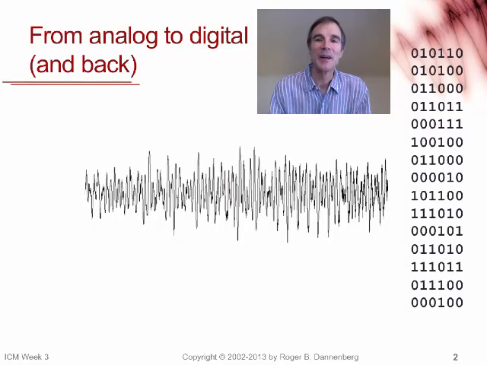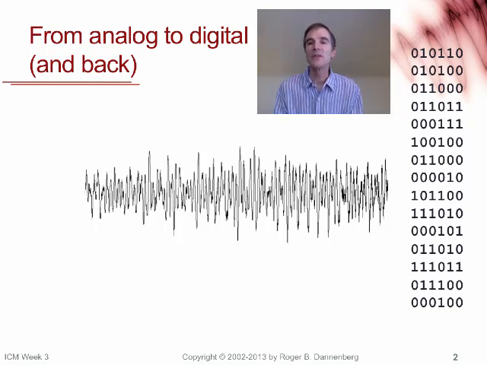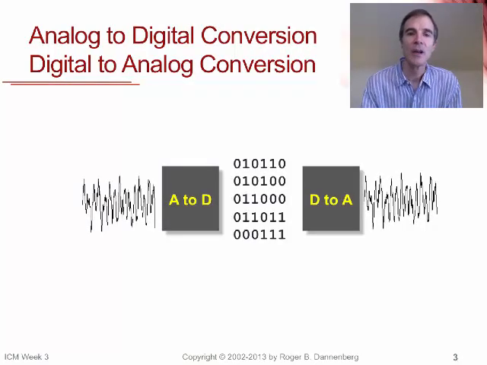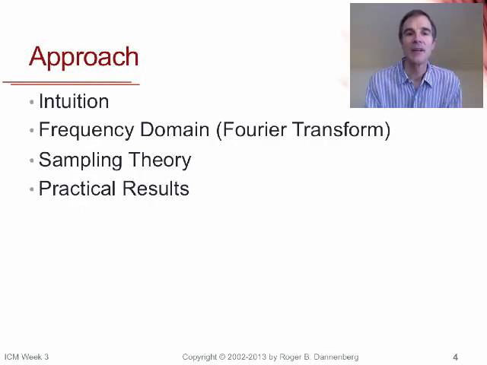So we're really concerned with the trip from analog to digital and back, from continuous signals to discrete digital samples. We do this with analog to digital conversion and digital to analog conversion. And there are quite a number of steps and concepts involved. So we're going to start out with a very intuitive approach and look at what's going on.